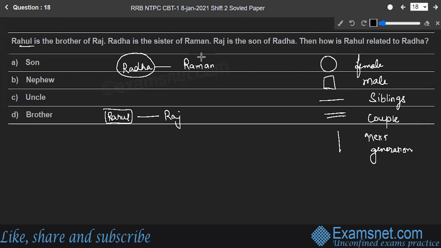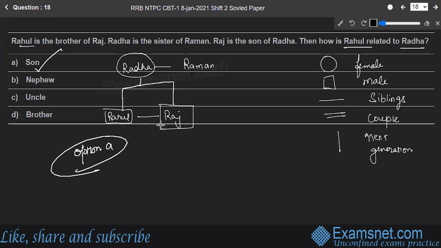Next, Raj is son of Radha. Okay, so Raj is son, so that means Raj is a male, and son of Radha, so that means a straight line. You can draw it like this. Now, Raj is son of Radha. Since Rahul and Raj are brothers, that means Rahul is also son of Radha. Now the question is, how is Rahul related to Radha? Of course, Rahul is son of Radha.